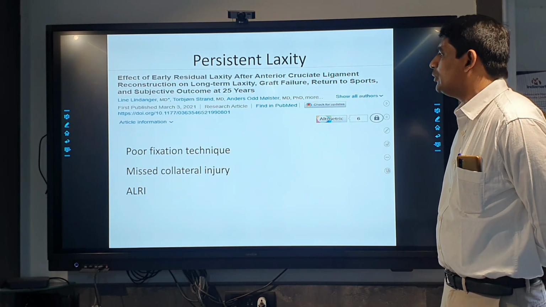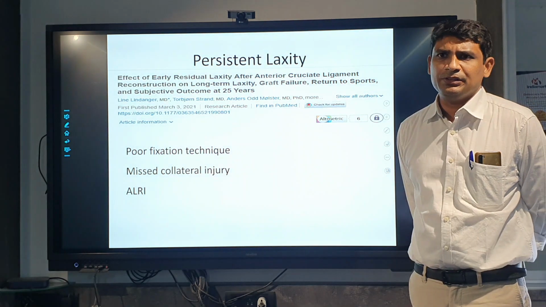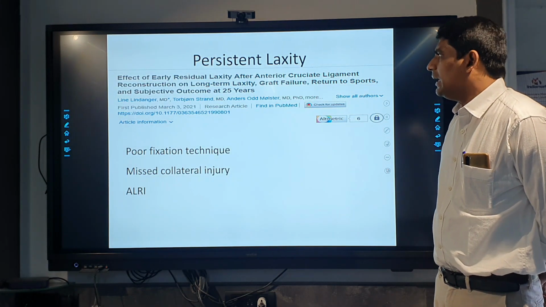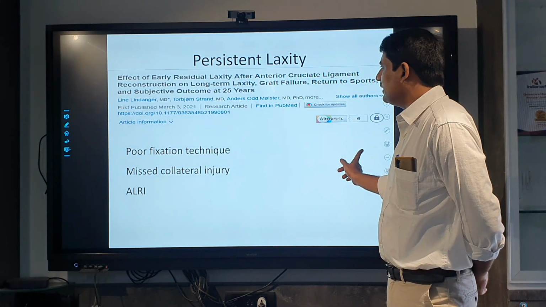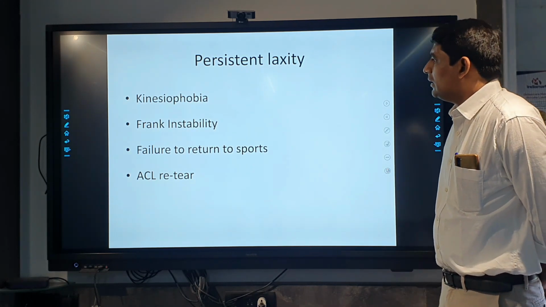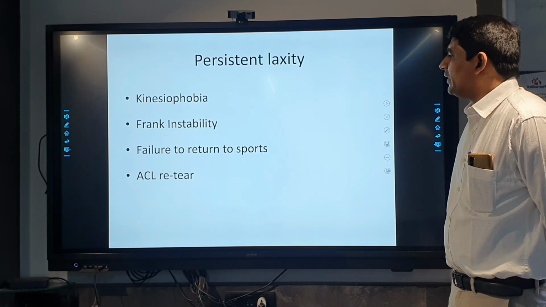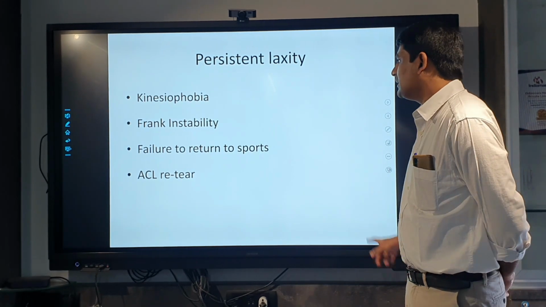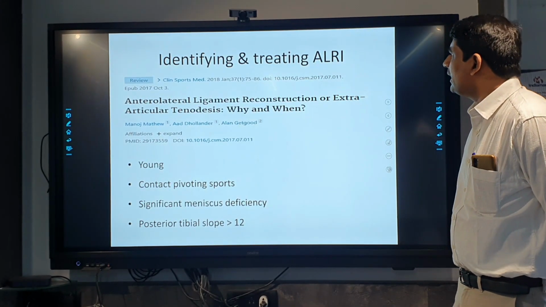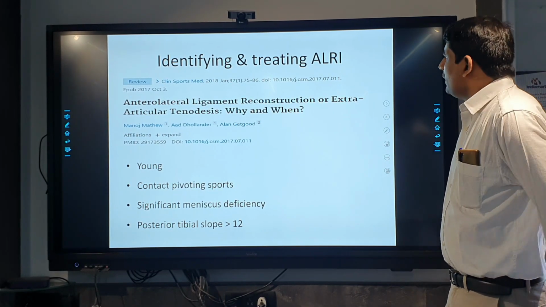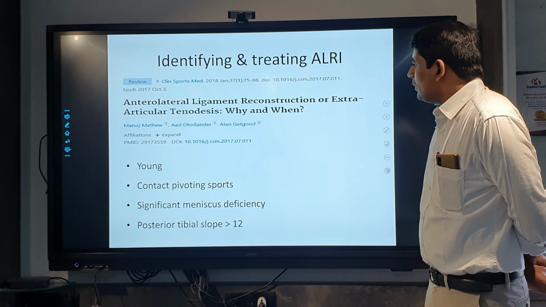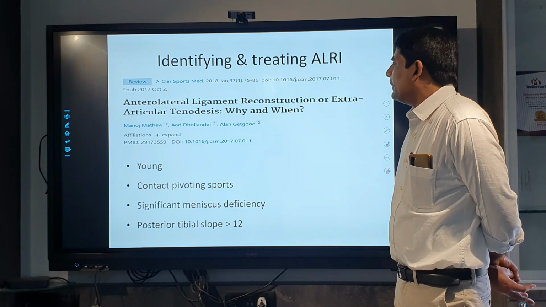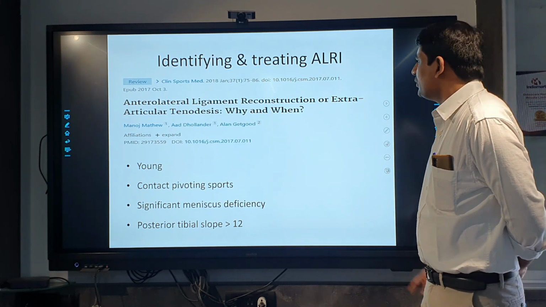Then persistent laxity due to poor fixation technique, or a missed collateral injury. When an MCL or LCL injury is missed, that can lead to persistent laxity and failure of the ACL graft. Then frank instability or failure to return to sports, and kinesiophobia are seen with persistent laxity. Then identifying and treating at-risk patients: in contact and pivoting sports and with a significant meniscus deficiency, ACL reconstruction should be done early.